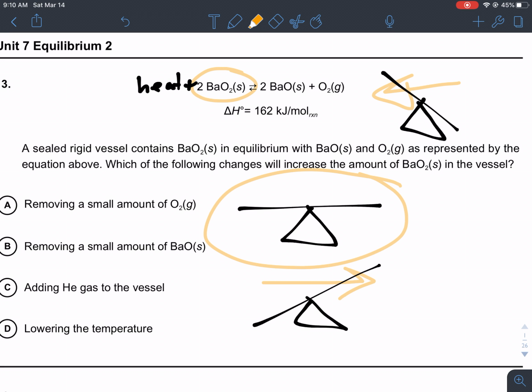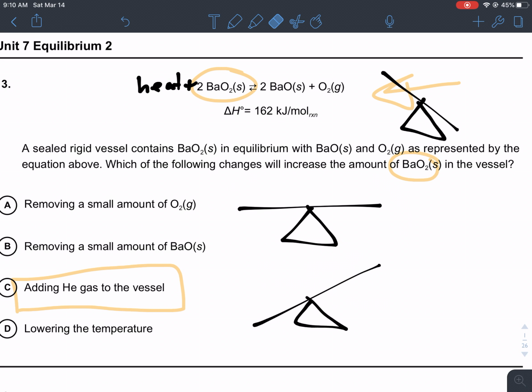If I remove a small amount of BaO, the same thing is going to happen there. It's going to remove kids on the right side of the seesaw, so they're going to create more product, and again, that's not what I want. I want to create more BaO2. If I add He gas to the vessel, I just want you to know this is a trick in almost all of the AP exams, like equilibrium questions. If you add an inert gas, it does not change equilibrium. It just doesn't do enough. But look at the last one.